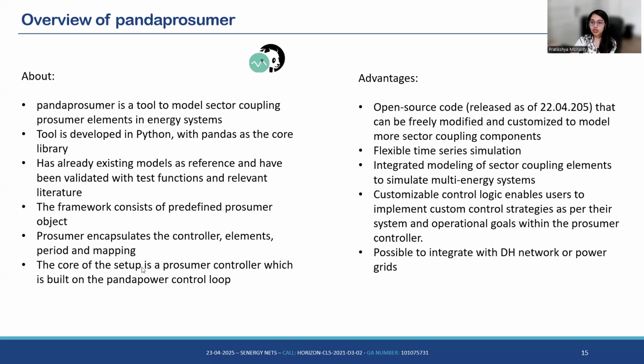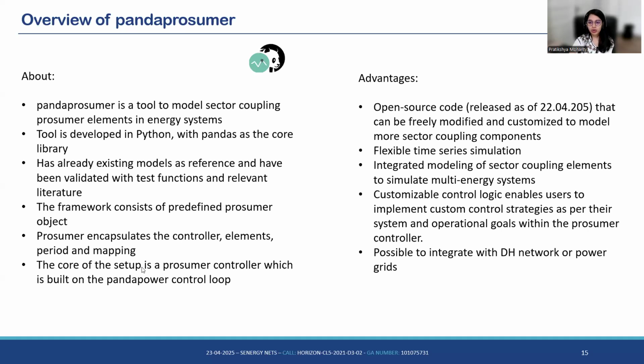Okay, coming to the advantages, Panda Prosumer is open source, which means it can already be used and it's open to be customized to model more sector coupling elements by the end user. It also offers a flexible time series simulation, which means the user can decide the time period over which they want to simulate, as well as flexibly choose the time steps in this simulation.